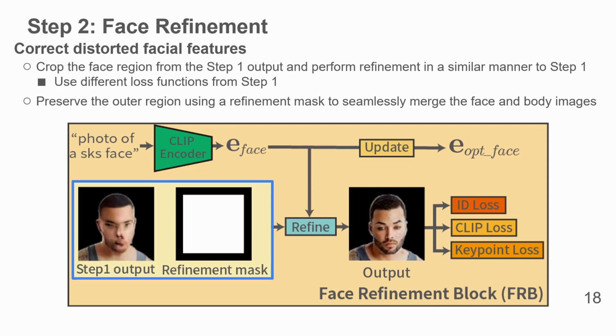Also, we preserve the outer region using a refinement mask to seamlessly merge the face and body images obtained in steps 1 and 2. Now we describe experiments.